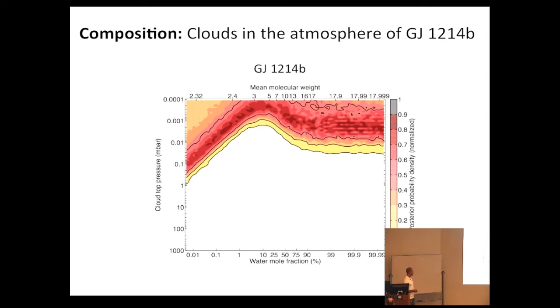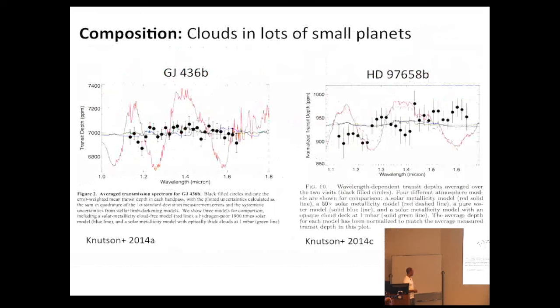Unfortunately, this has continued to be the theme for super-Earth atmospheres, albeit at less precision and less constraining: GJ 436b. It's not a super Earth, it's actually a super Neptune, but still maybe in this category of smaller planets that we're trying to make assessments of the metallicity of the atmosphere. And then another super Earth, HD 97658b.